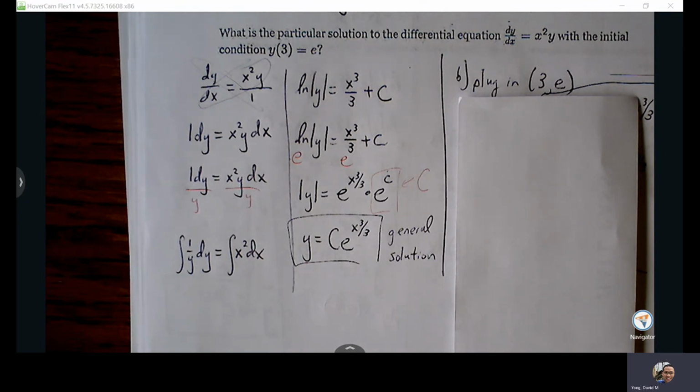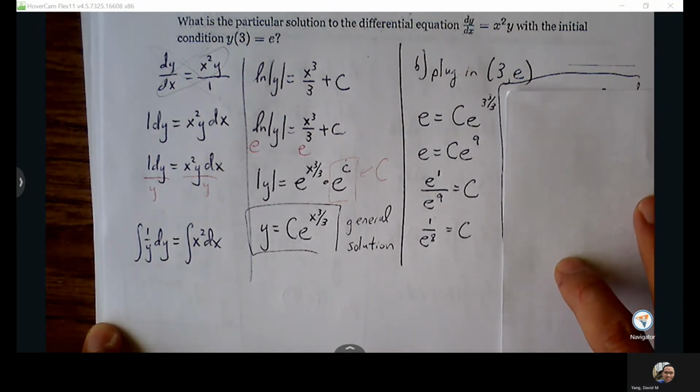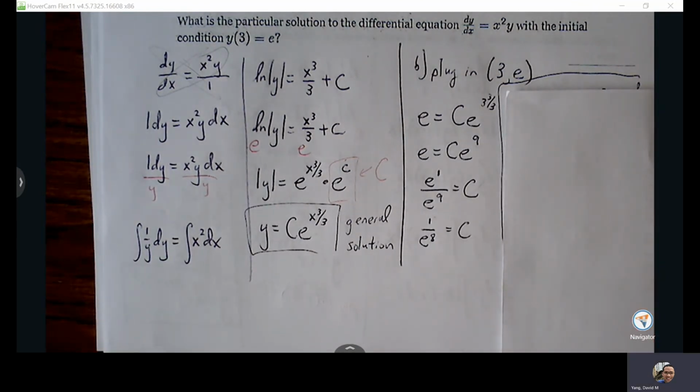Okay. y equals C e to the x cubed over 3. So now the ordered pair gets involved. 3 in for x, e in for y. e equals C e to the 3 cubed over 3. 3 cubed over 3 is 9. I want to get that C by itself. Divide both sides by e to the 9th.